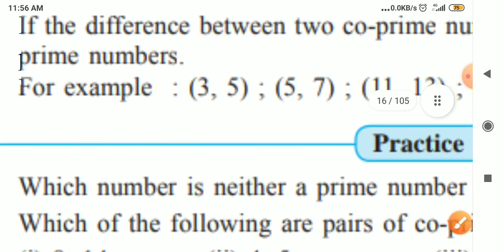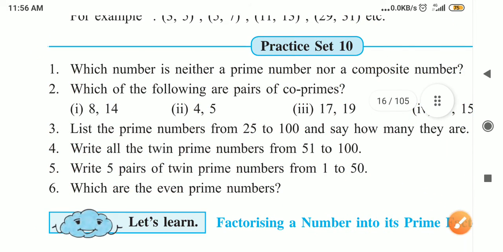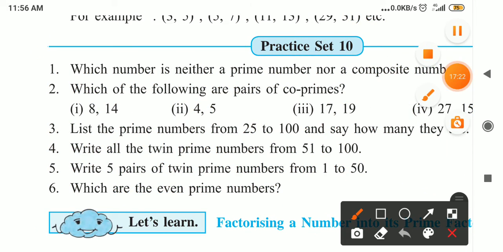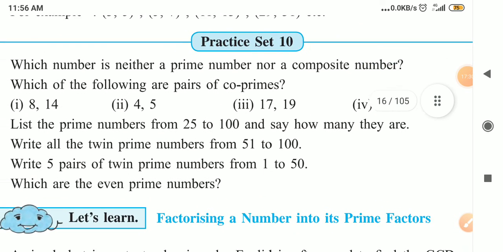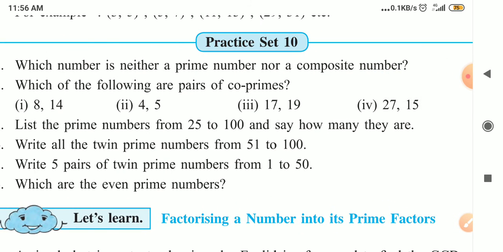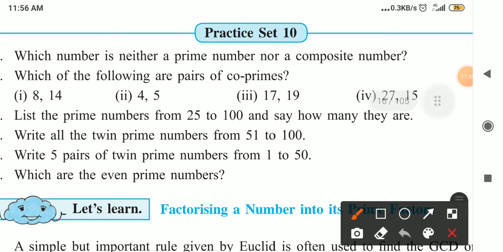Now here is the exercise related to practice set number 10. You have to complete this practice set number 10 today, because the same questions are there. Find which number is neither prime nor composite. The answer is what I told you, 1. You have to decide which are the co-prime numbers from the given pairs. That also I told you.